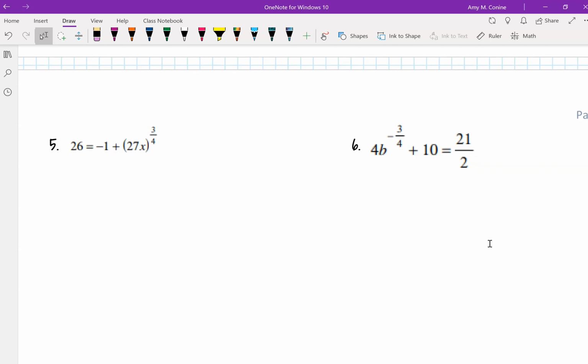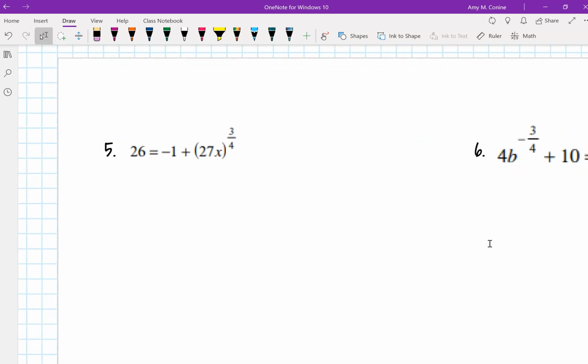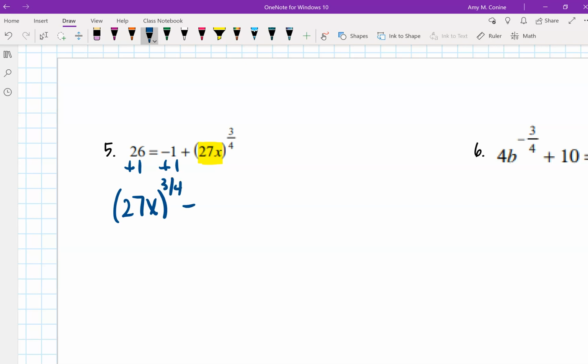So I want to jump over to number 5. Okay, I want to take a look at this one. So this group right here is being raised to the power of 3/4. So the first thing we need to do is get it by itself. We're going to add 1 over. So we have 27x to the 3/4 equals 27.